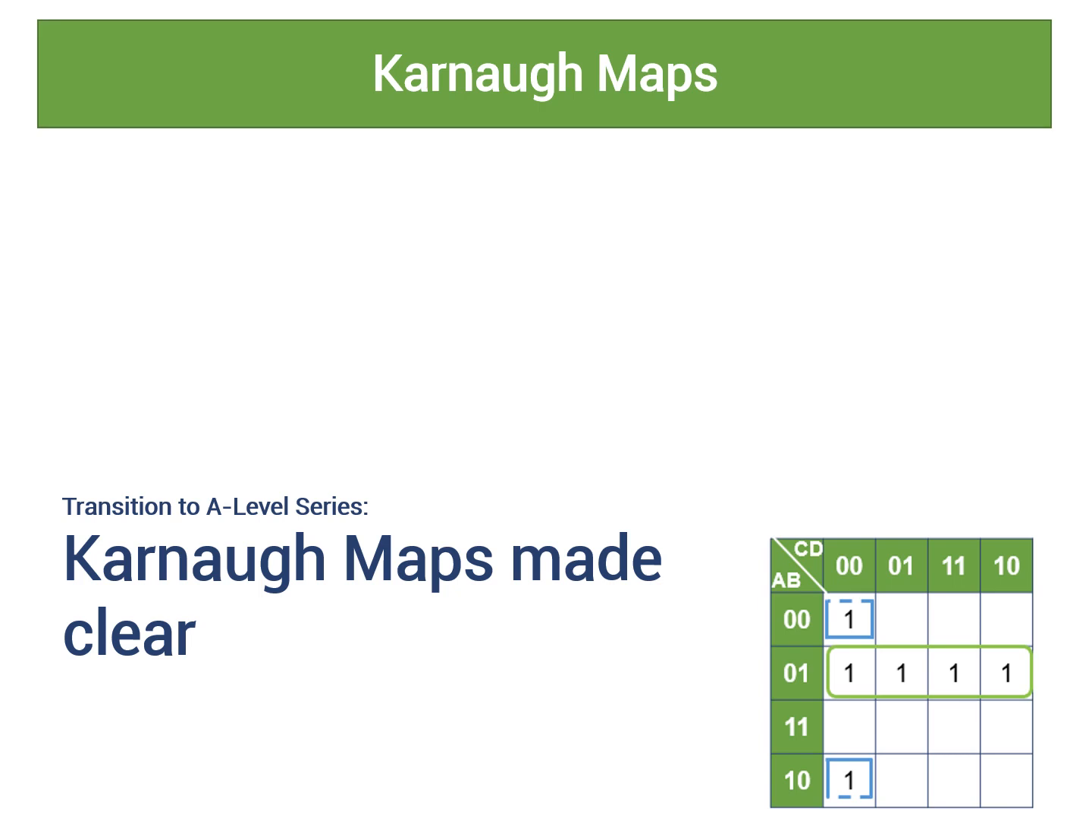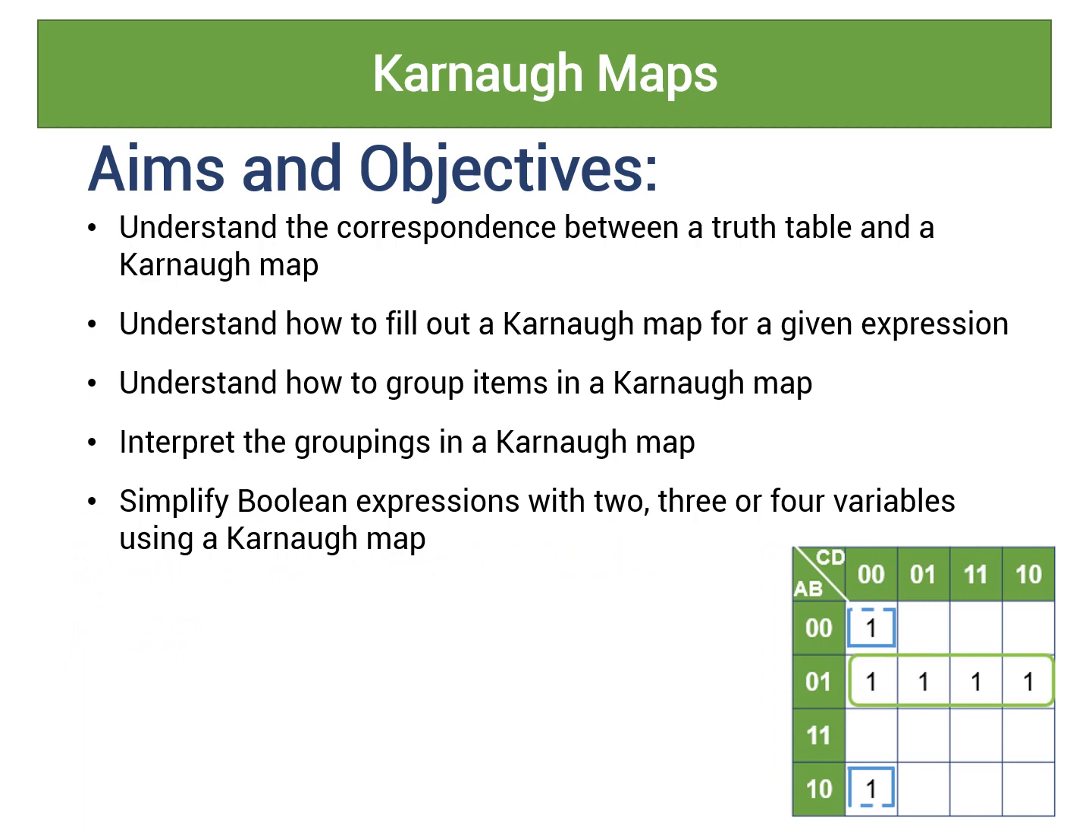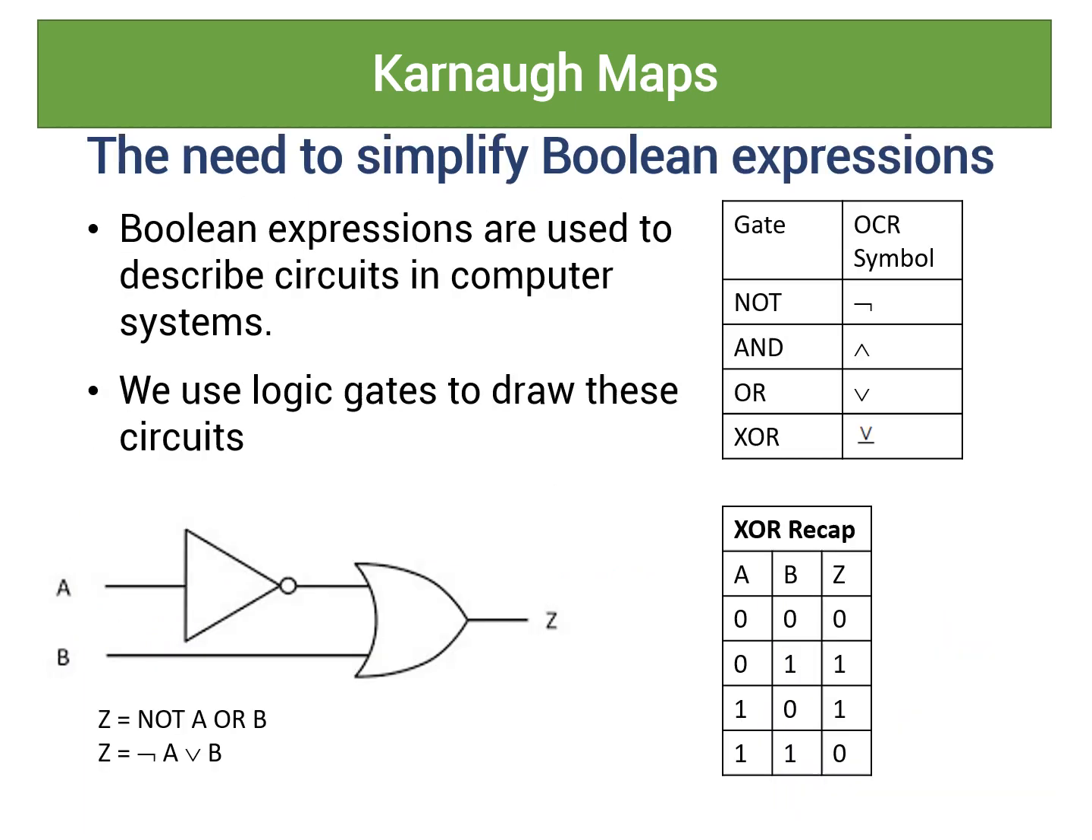In this lesson, we're going to be looking at Karnaugh Maps. You should already have an understanding of Boolean logic and Boolean expressions. If not, you need to look at the previous video on what Boolean expressions are. Remember, we use logic gates to draw out circuits, and the symbols are shown on the right hand side. You can see here is an XOR, NOT A OR B, and you can see the table that we've used.